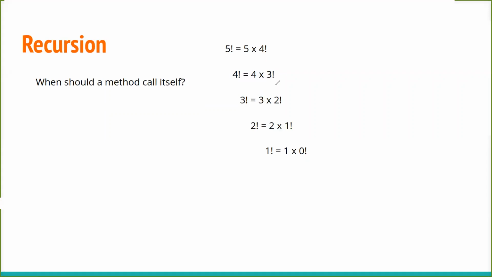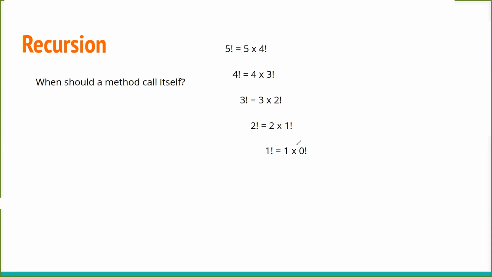So how do we calculate 3 factorial? Maybe there's an easier way to do it. When we're calculating 3 factorial, all we're going to do is take the number 3 and multiply it by 2 factorial. So how do we calculate 2 factorial? Well, we'll go down here. We take the number 2 and multiply it by 1 factorial.